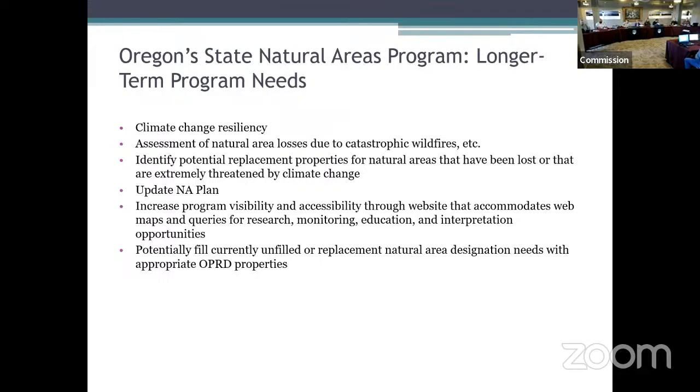It would have a database and a GIS, and you could do interactive queries and get your information needs that way. It'd be good for researchers to find areas that are important for ecological research. And we could potentially start to fill more unfilled natural area needs with state parks properties. We have a lot of places on state parks that could represent some of these open, empty cells in the plan. And it would be a matter of systematically looking for those, comparing our GIS and our master plan inventory holdings to see if we have spots that could fill some of those needs.